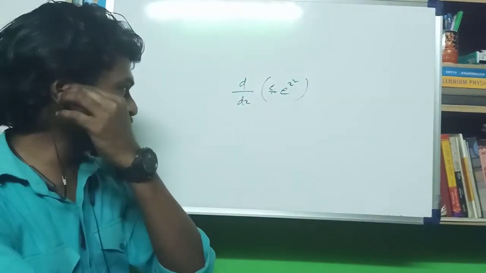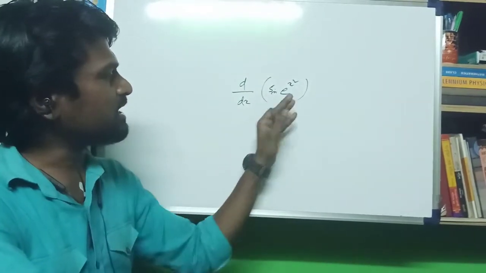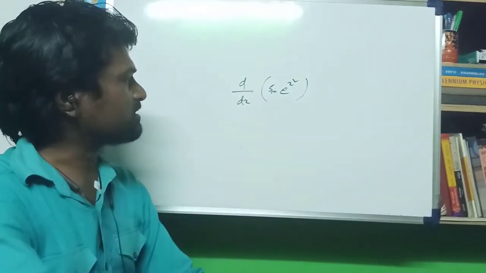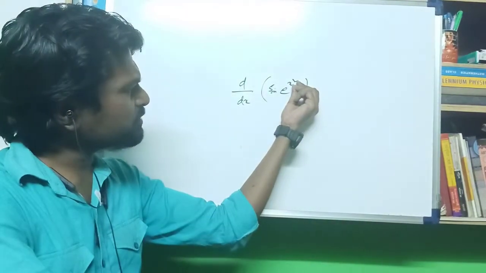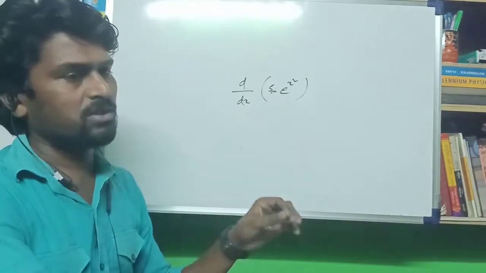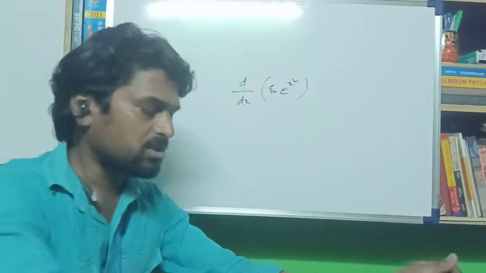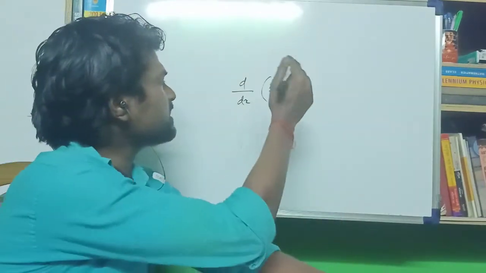So here there are 2 functions. One is the sine, that is a trigonometric function, and the other is the exponential function. And also there is the exponent. Here the exponent is x square. So this function is a combination of 3 functions: algebraic function, trigonometric function, as well as exponential function.